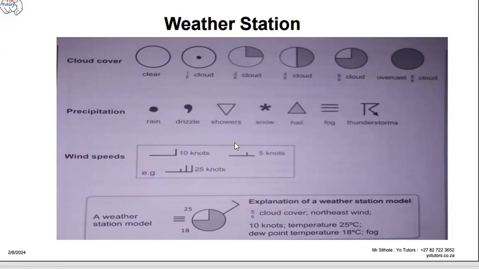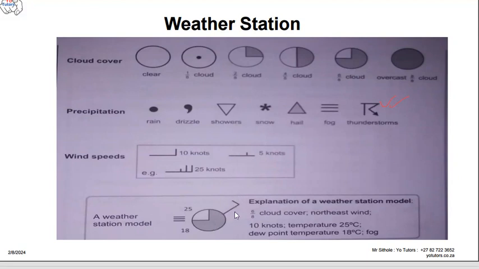In most cases, you will see this weather station model, and this circle here represents cloud cover. Then in terms of the precipitation, we've got different types of precipitation here. We have rain, drizzle, shower, and everything. And this is what we are seeing when you are looking at cyclones. Thunderstorms are actually associated with cyclones.